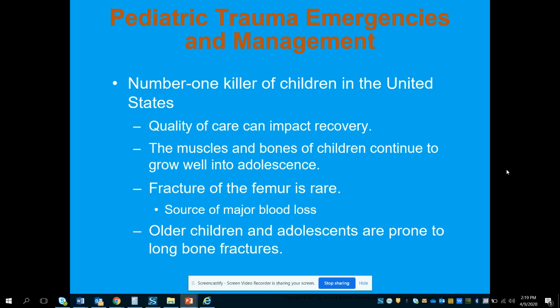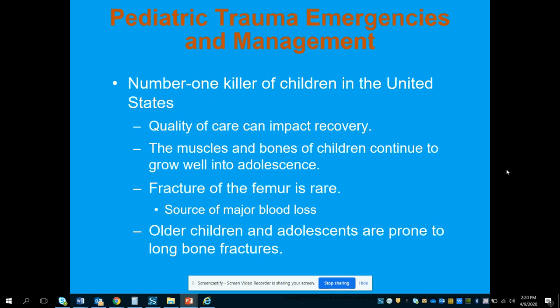Pediatric trauma, this is the number one killer of children in the United States. The quality of care can impact recovery, so you want to make sure that you are providing appropriate spinal stabilization, that we are using appropriate splinting and hemorrhage control techniques, whatever we can, to help get the patient to an appropriate facility. And that appropriate pediatric trauma facility is also very important that we transport them there.